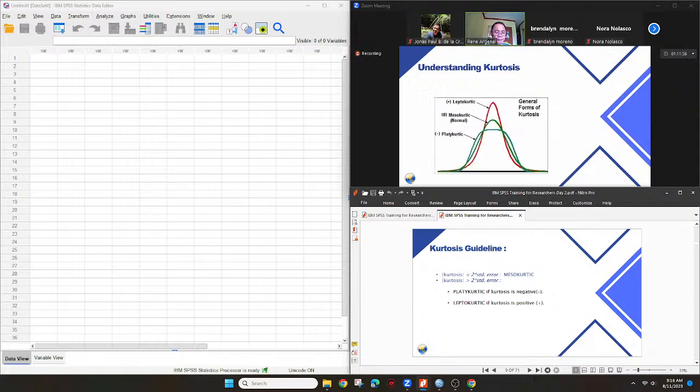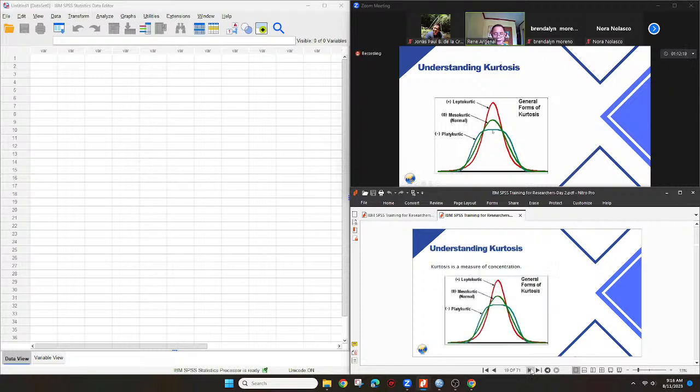This is how the graphs look for the leptokurtic. You notice that it has a very high peak compared to mesokurtic or platykurtic distribution. The top of the platykurtic here is flat, so more or less many of the classifications have the same frequencies. Of course, you are familiar with the mesokurtic distribution.